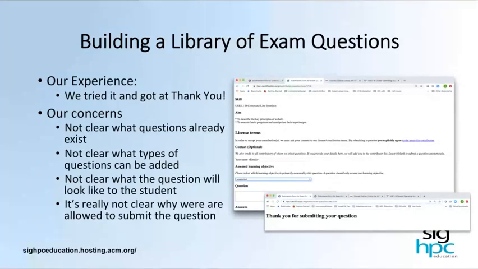Although they were happy that the whole process was straightforward, they were slightly concerned that all they got after submitting a question was "thank you for submitting your questions." They were concerned that it's not clear what sort of questions already exist. It's not clear what types of question can even be asked and how those questions would appear to the person taking the exam afterwards. So there was no preview option. And finally, what was most concerning for them was that they were allowed to create those questions without any vetting process. It seemed like anyone can just create a question, and it wasn't clear whether those questions are being verified in any way.